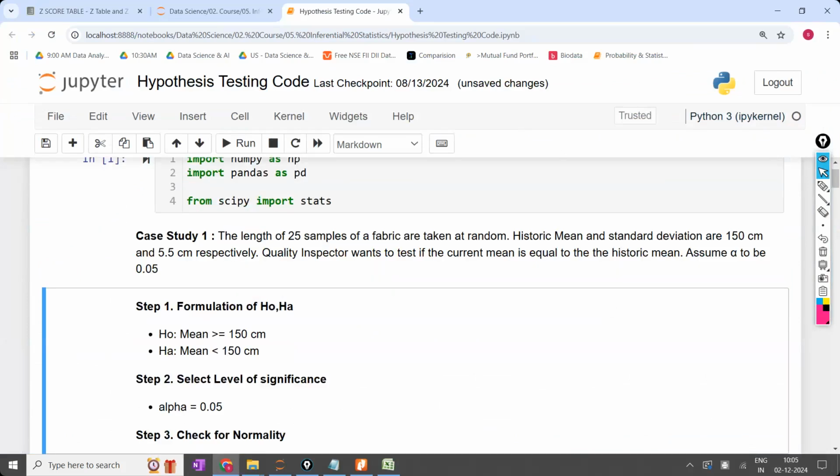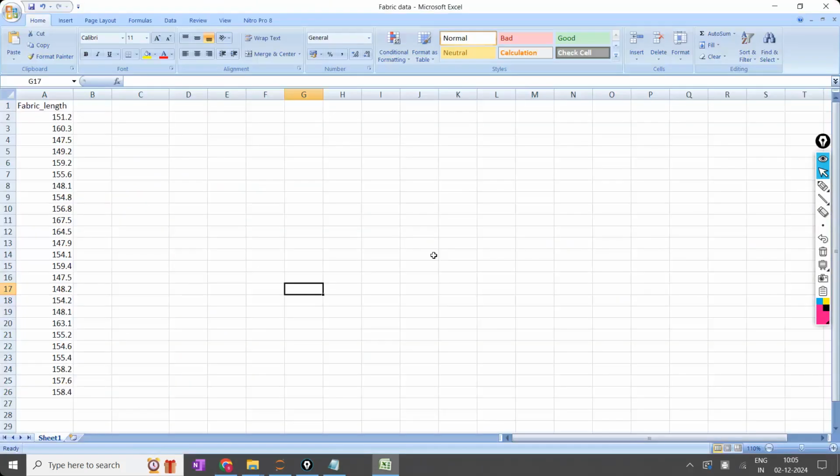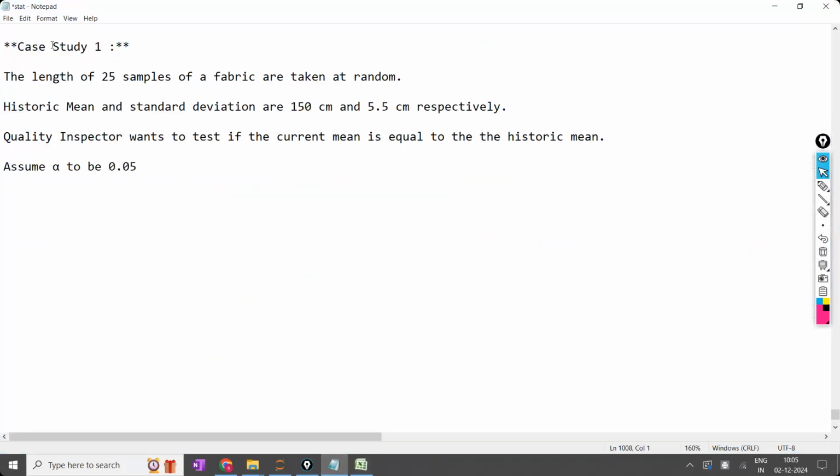What is the question is, historic mean. Historic mean means population mean, and standard deviation of 150 and 5.5 centimeters. And he wants to test the current mean. What does current mean mean? Sample mean. Whether the sample mean is equal to the historic mean, meaning whether the samples he has selected are equal to 150 or not, and alpha is equal to 0.05.